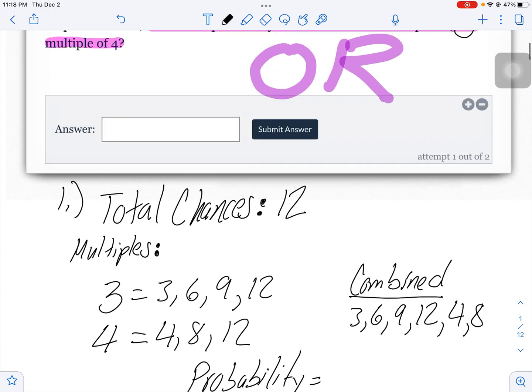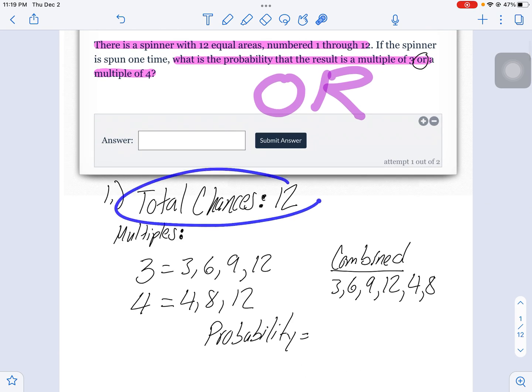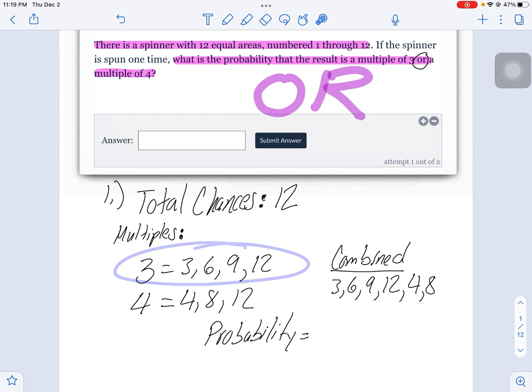So the total number of chances we know is 12, right? Because it's a spinner of 12 equal areas. Our multiples of 3 and 4. Our multiples of 3 are 3, 6, 9, 12. And our multiples of 4 are 4, 8, 12. Notice not going beyond 12 because 12 is the total chances.